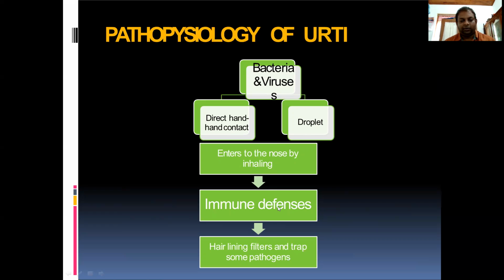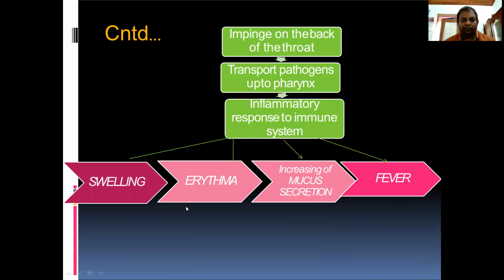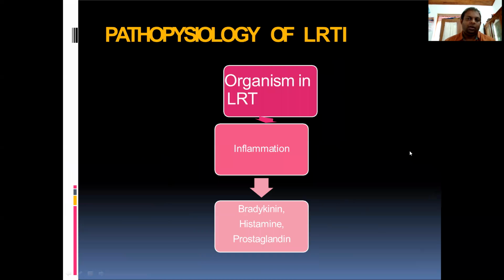Immune defenses. There's an innate immune defense: hair lining filters and traps some pathogens. Traps in the upper respiratory tract are caused by mucus. That's the production of the upper respiratory tract. So the junction of the posterior nose to pharynx, impinge on the back of the throat, transport pathogens up to the pharynx. Inflammatory response of the immune system: swelling, erythema, increase of mucus secretion and leads to fever.